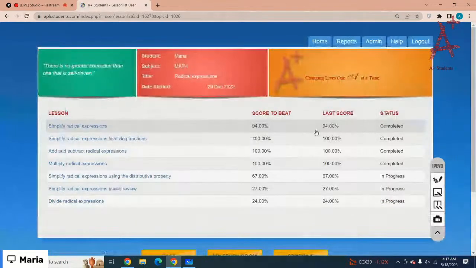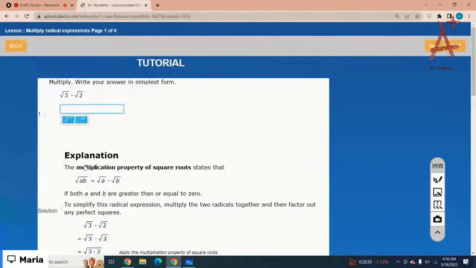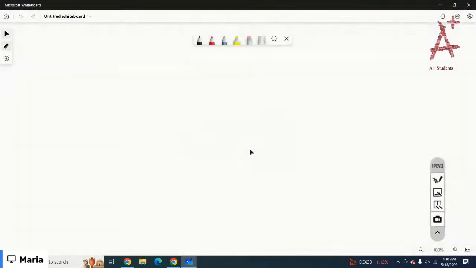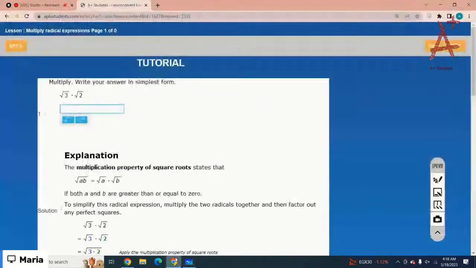And the next lesson is multiply radical expressions. So let's just start with the lesson. Basically, you have to look at the property of square roots, the multiplication property of square roots. That would be if you have two numbers like this: square root a times square root b, you can write them as square root of a times b. You can multiply them in one square root. Got it? That is actually the multiplication property of square roots.